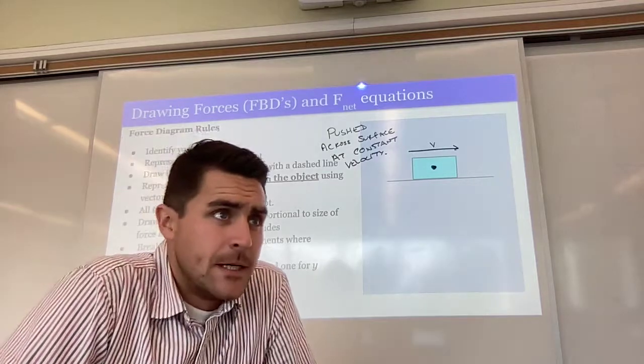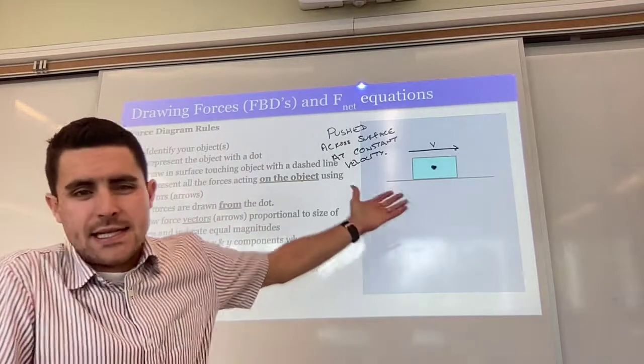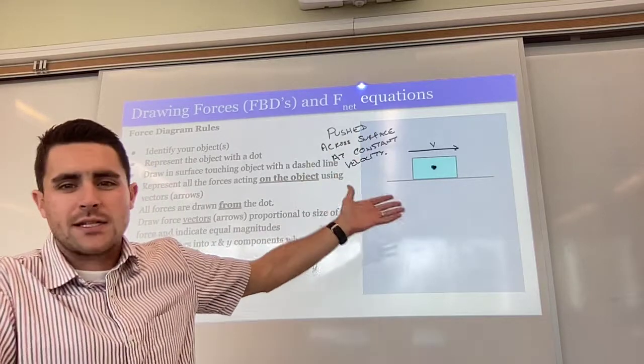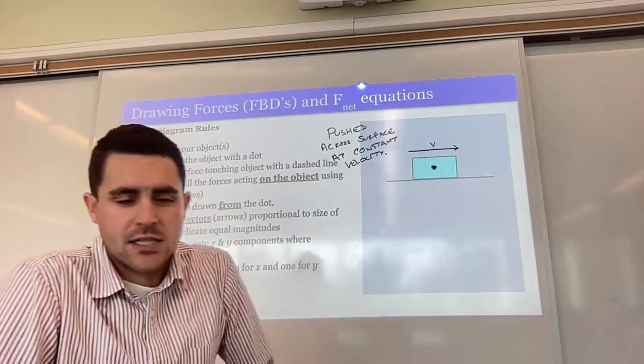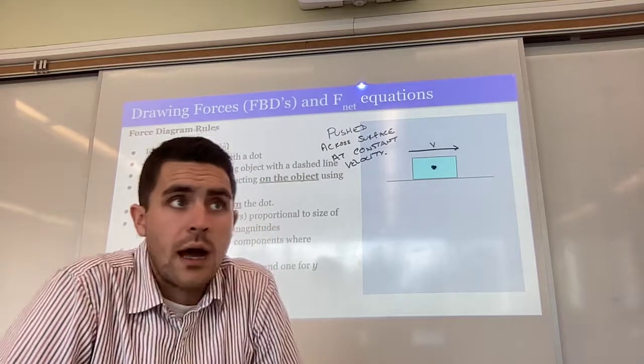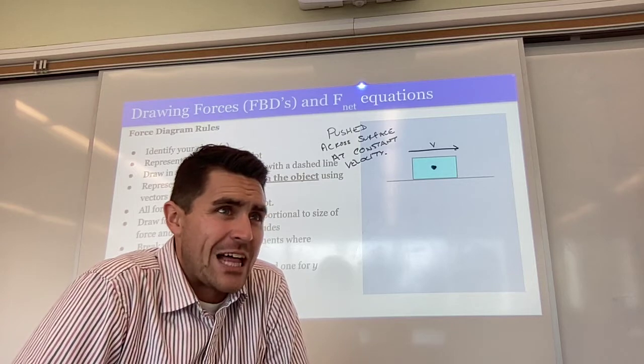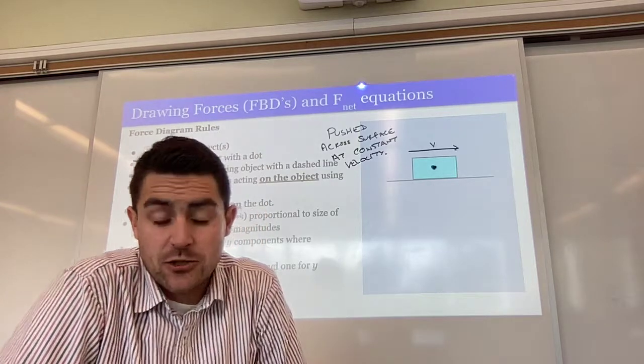Draw in the surface touching with a dashed line. I can see the object I'm drawing on the picture. I can go ahead and see that there's a surface right there. It's touching my object. I'm not going to draw that, but some people will ask you to do that. I'm not going to. Now it says represent all the forces acting on the object using vectors, using arrows.